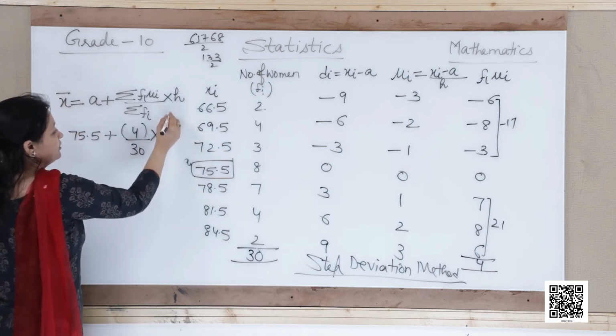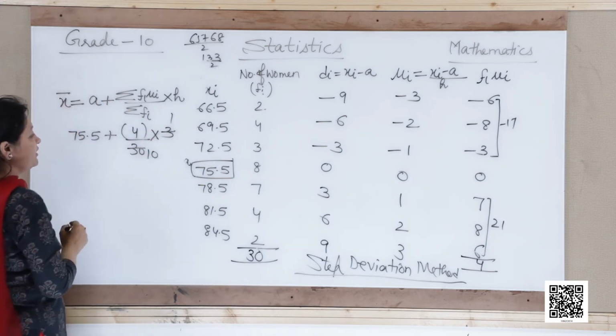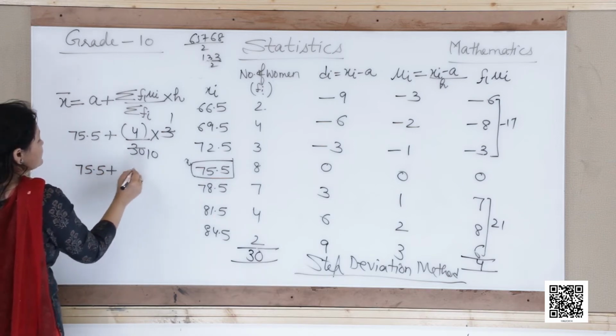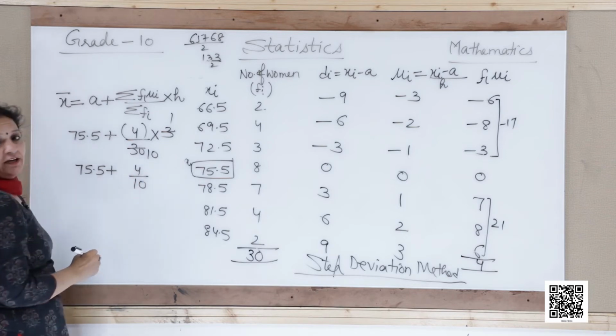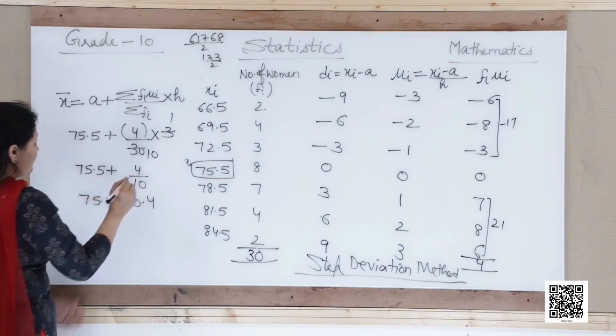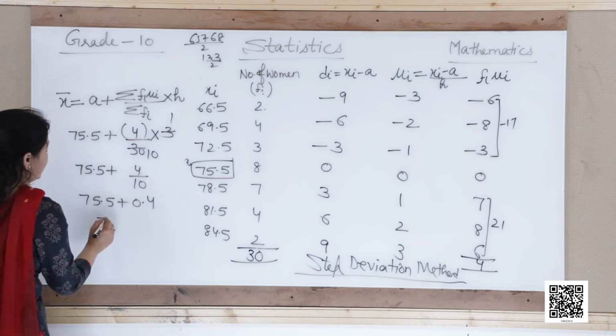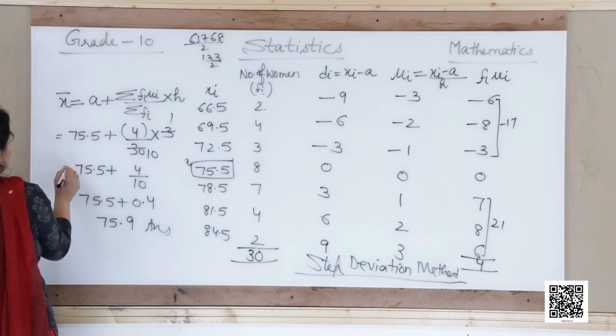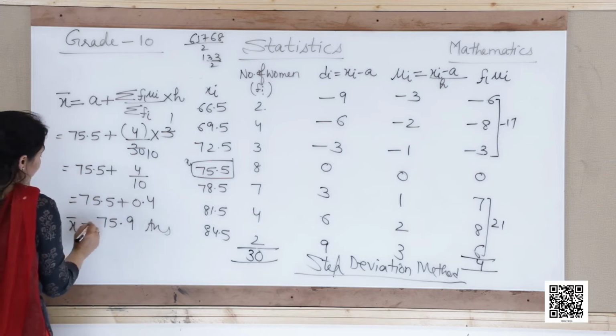Now we can solve it. 3 ones are 3, 3 tens are 30. 75.5 plus 4 by 10. 4 by 10 means 0.4. So 75.5 plus 0.4 is 75.9, which is your answer of mean.